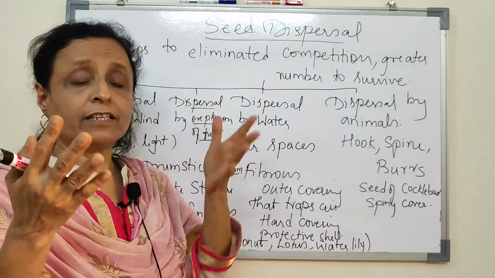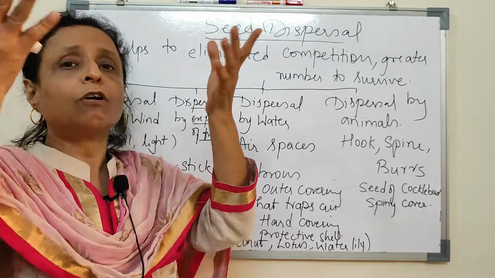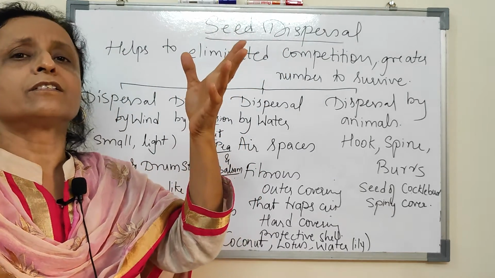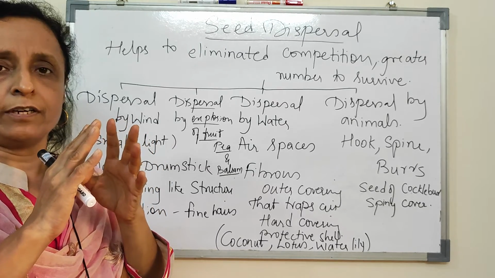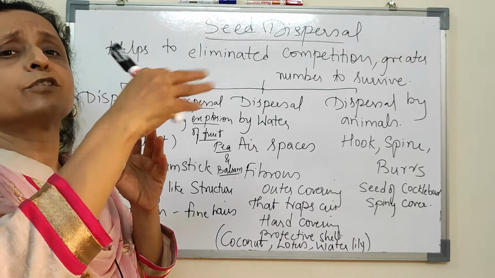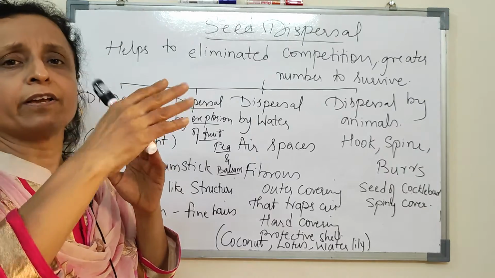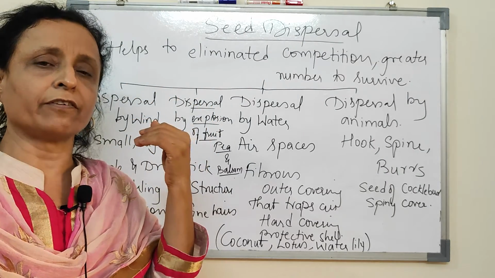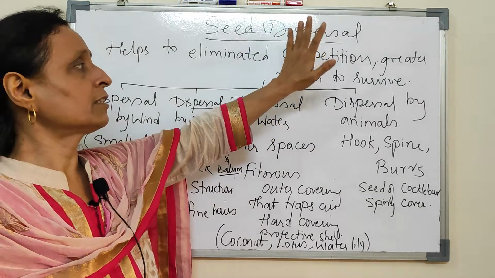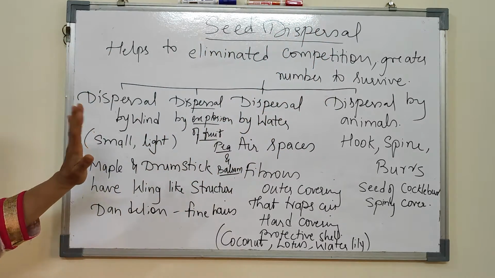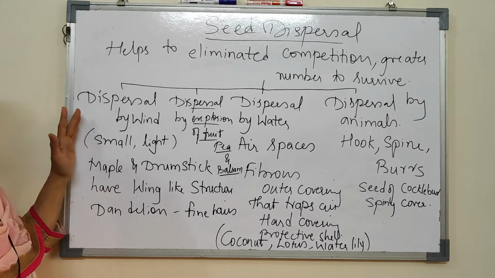And greater chances of survival. The more they reproduce, the more chances of survival. Supposing a variety of fruit is dispersed to various places, it will survive, it will grow, it will evolve. So this is how seed dispersal is very important. Now how does it take place?